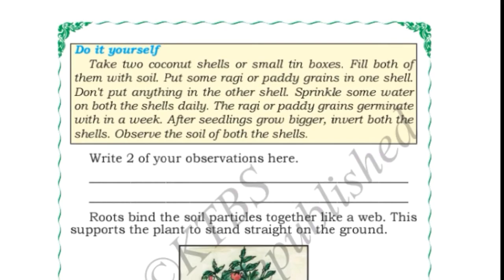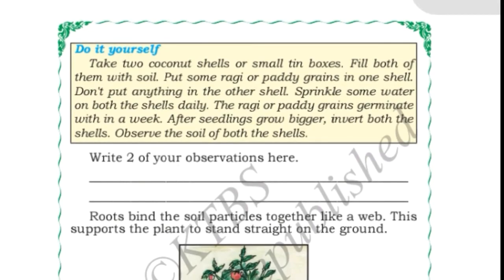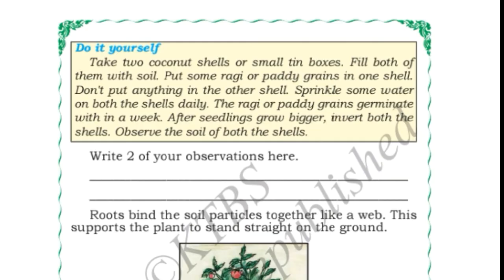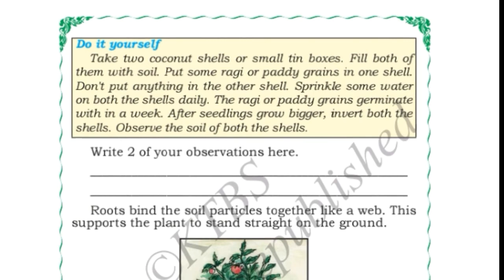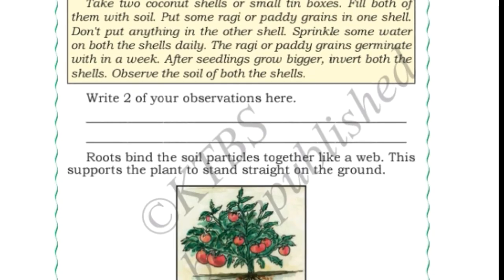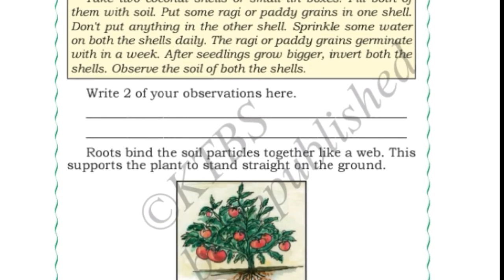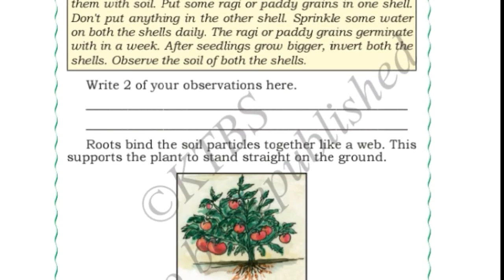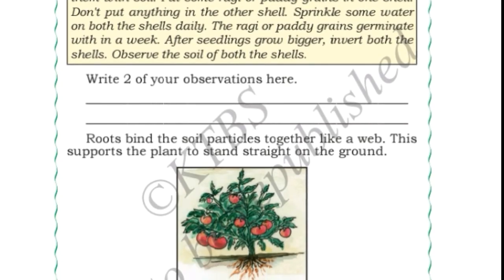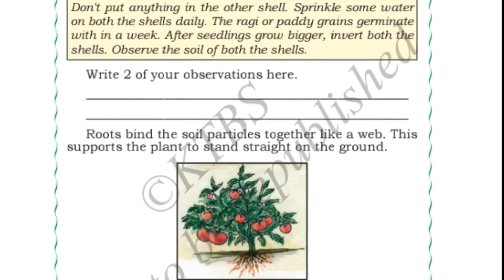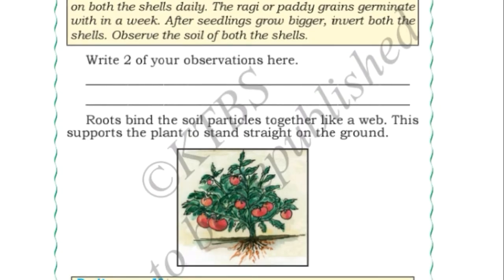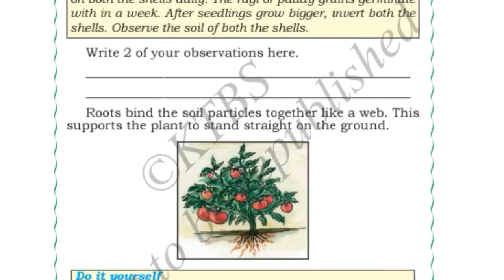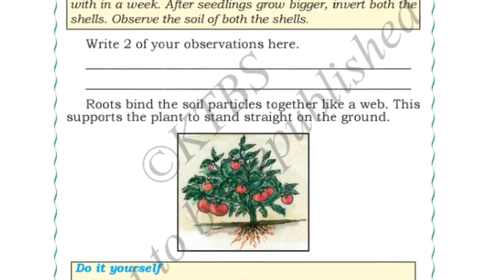See, roots bind the soil particles together like a web. Spider web, have you seen? Like the spider web, the root also binds the soil particles and it gives support to the plant to stand on the ground, right? If the root is not there, the plant cannot stand. You take a plant and cut the root. Without the root, can the plant stand? It is not possible for the plant to stand without the help of the root. So the root is a very important part of the plant which helps the plant to stand straight on the ground and it also supports the plant.